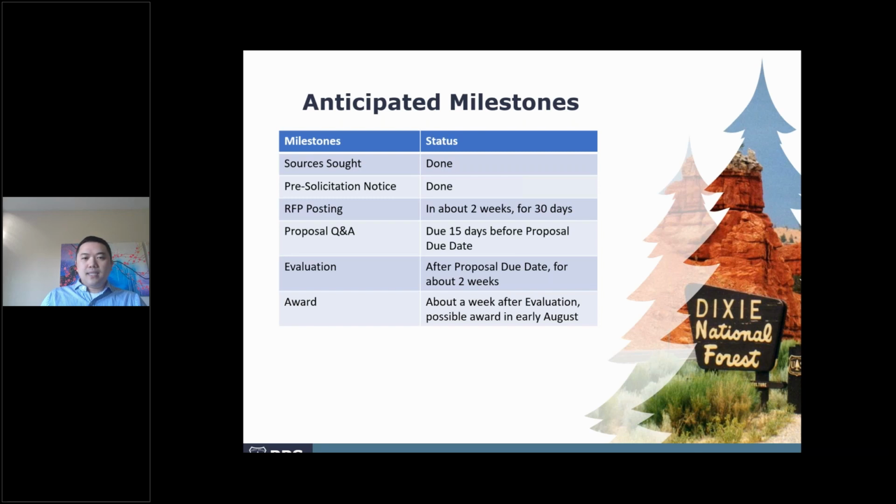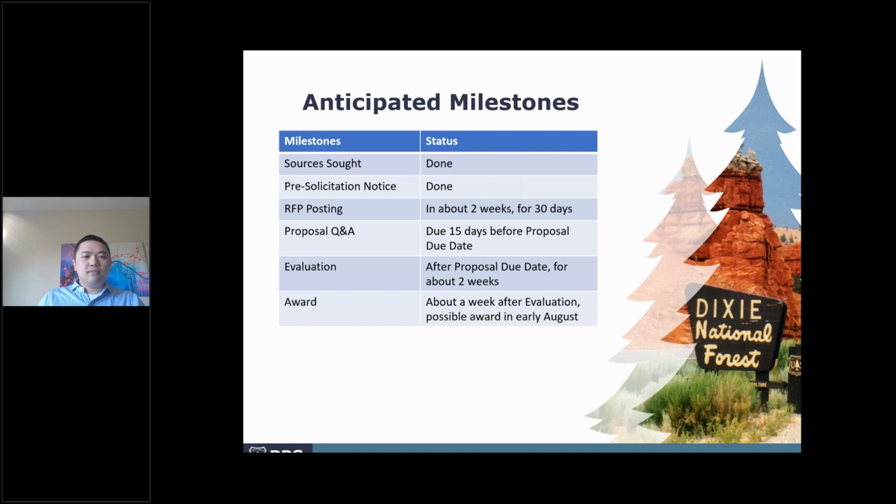In between that time period, you'll have a period to ask questions, and those questions are due 15 days before the proposal due date. For the questions, please consolidate them. Make sure you read the RFP thoroughly before you ask, and submit all your questions in one shot if you can. Then we'll do our best to address those questions as soon as possible.